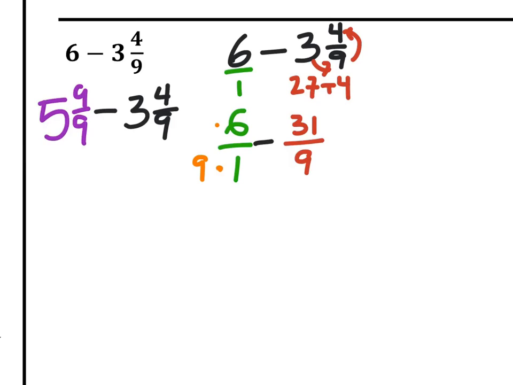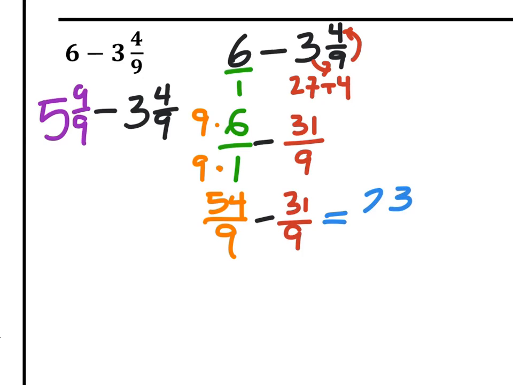So I'm going to take the 1 and multiply it by 9. Therefore, I have to multiply the 6 by 9 as well, which is going to give me 54/9. So I have 54/9 minus 31/9, which would give us, finally, 54 minus 31, which should be 23/9.